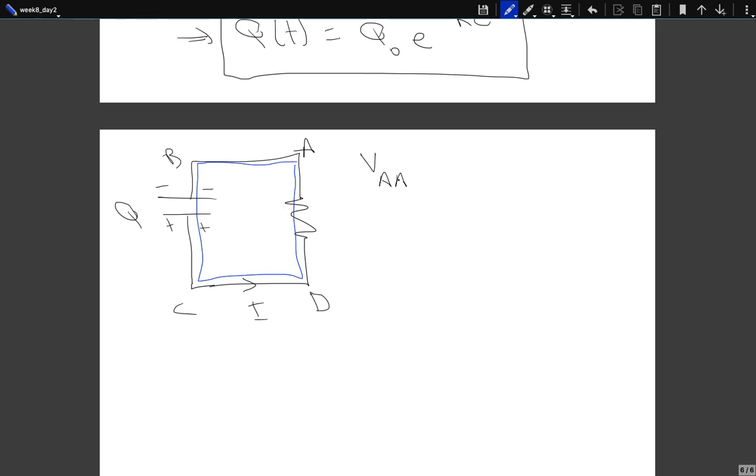And again, VAA should be 0. So as I go from the point A to point B, what is the change in the potential? 0. As I go from point B to point C, what is the potential drop?